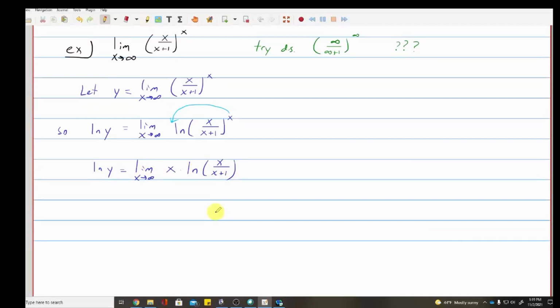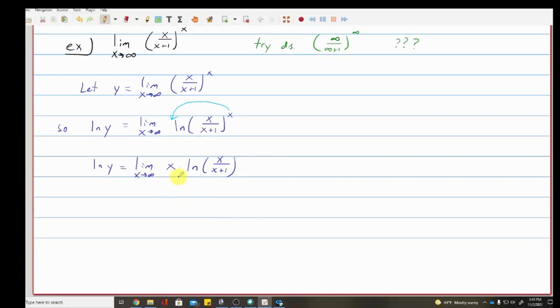Okay, and I'm going to do the same trick that we had before. I need to make a fraction, so I'm going to take this x and move it into the denominator as an x to the negative 1 power.